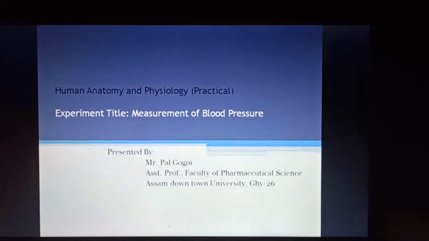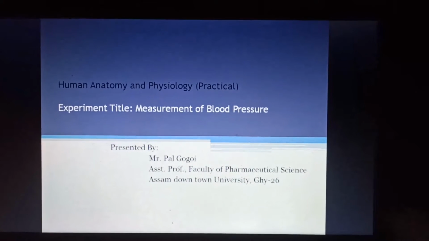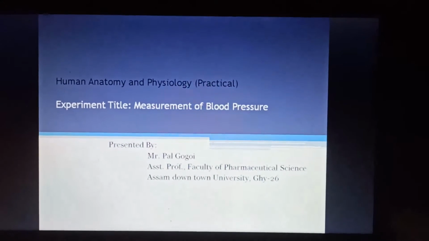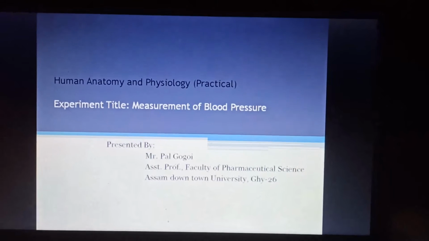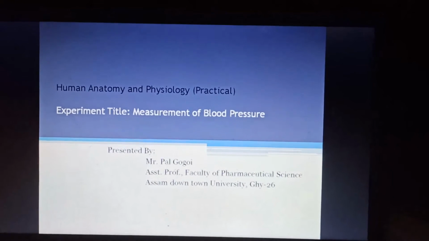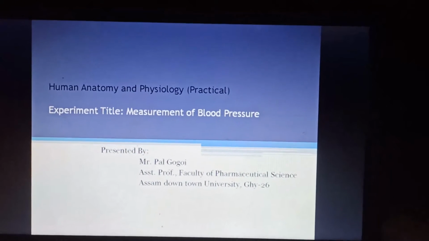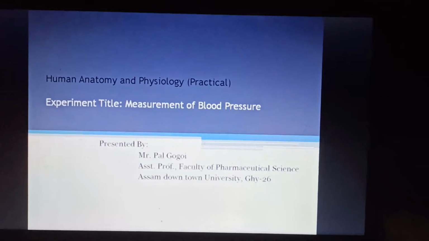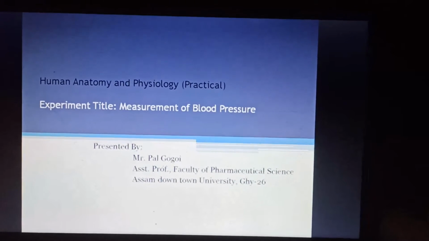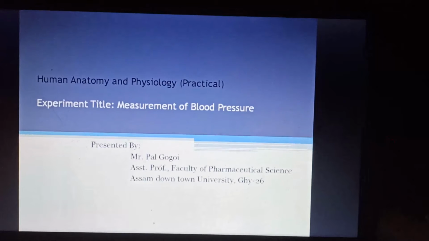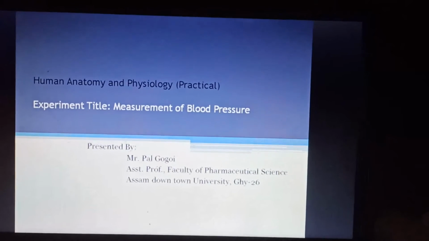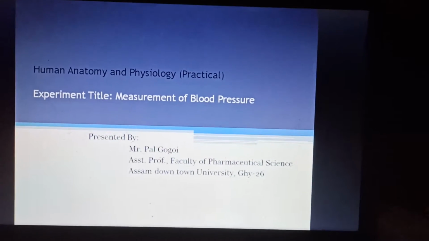My name is Paul Gogoi and in this video I am going to talk about how to measure blood pressure. Actually, what is blood pressure? The force exerted by the blood on the wall of a blood vessel is called the blood pressure. When the blood is flowing, it applies pressure to the blood vessel. So in this case, how to measure this?